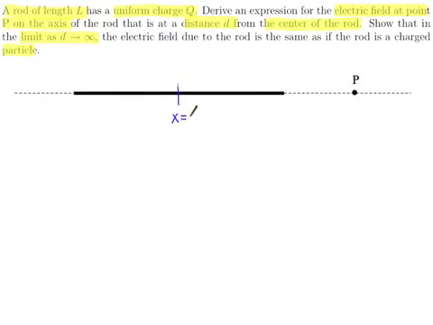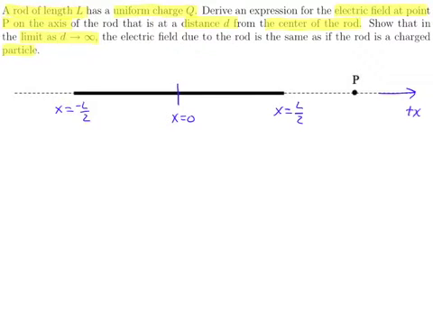Let's define the origin x equals 0 to be the center of the rod. The positive x-axis will point to the right along the axis of the rod. That makes the left end of the rod at the location x equals negative L over 2, and the right end of the rod is at x equals positive L over 2.